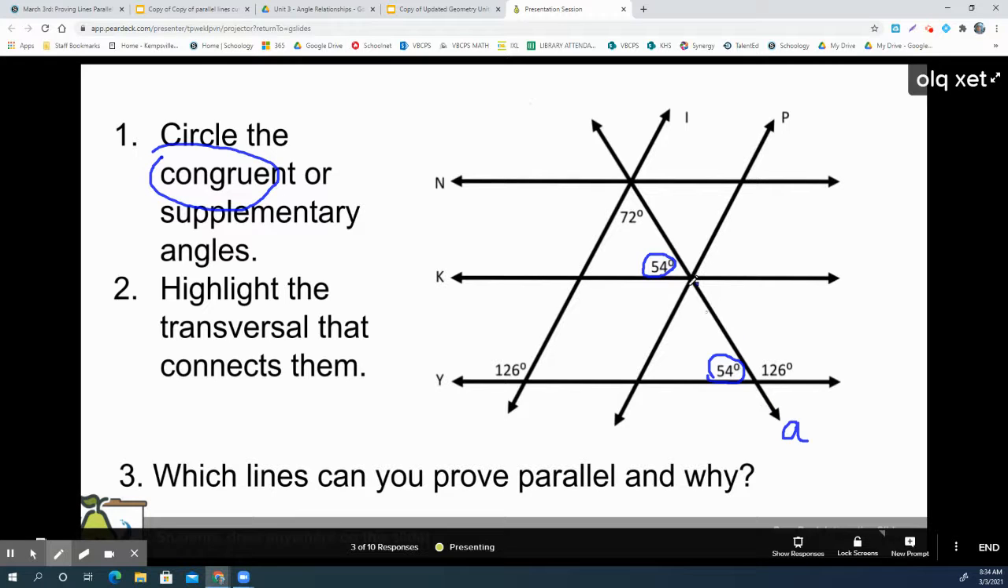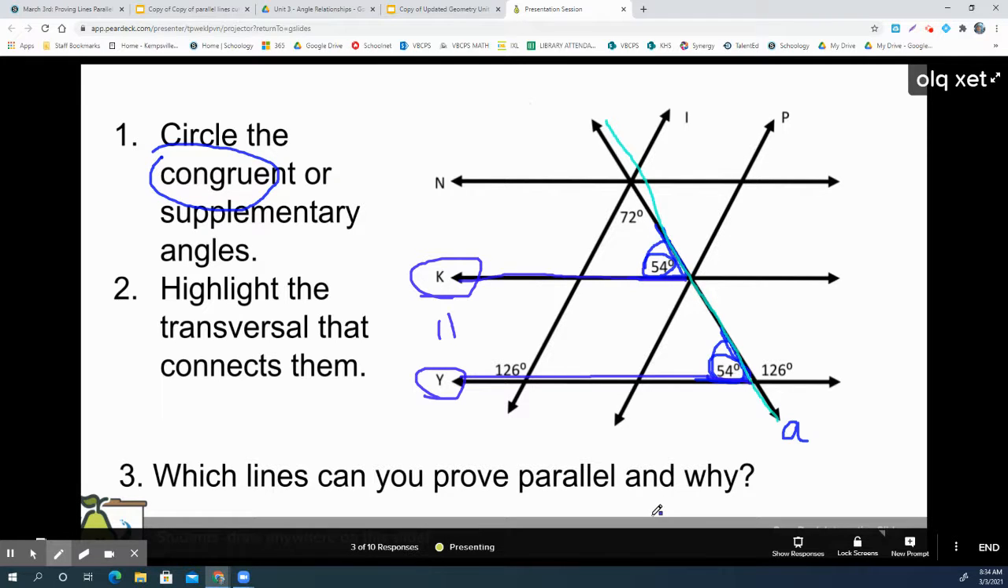So what lines are parallel? K and Y. So if you highlight those angles, and then you highlight the transversal, A is my transversal, it's the other two lines that are parallel. So K is parallel to Y.